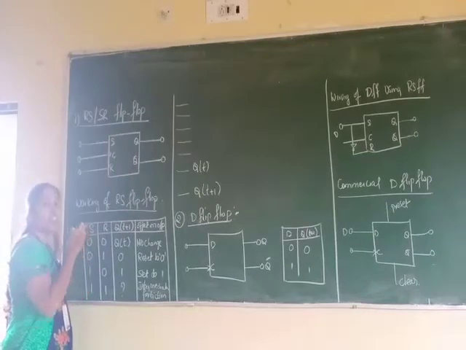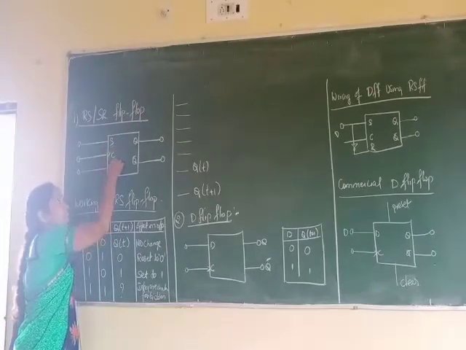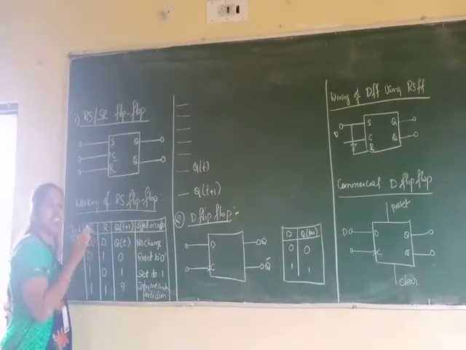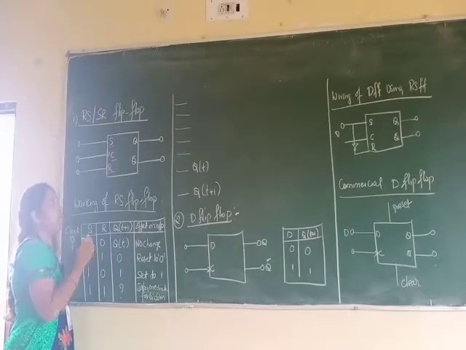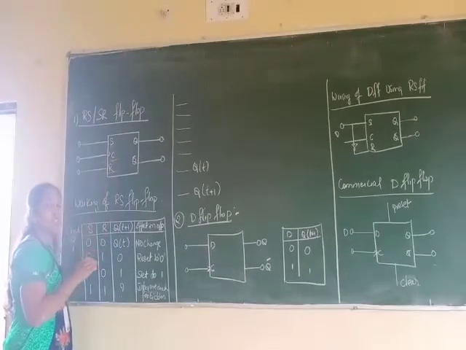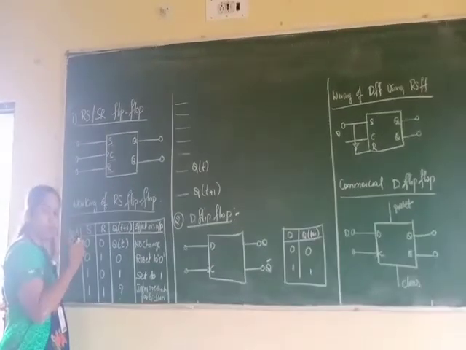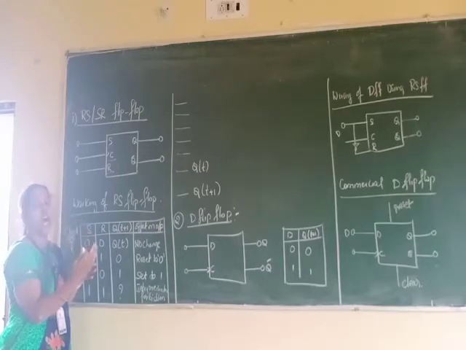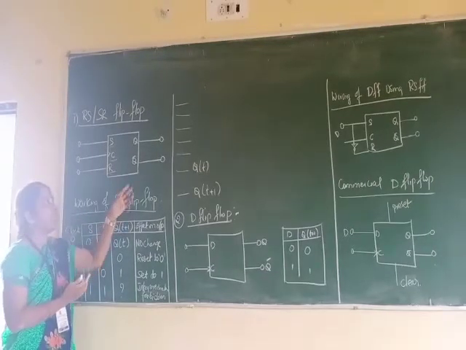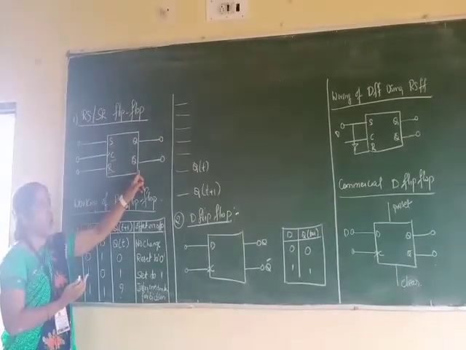So what are these 3 inputs? They are S, R, and C. S stands for set, R stands for reset, and C stands for the clock signal. Whenever the clock signal makes a positive transition from 0 to 1, only then is it going to change the output. You have two outputs, where one is the complement of the other.